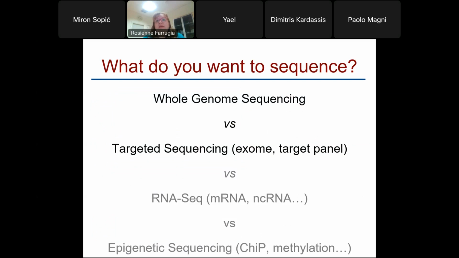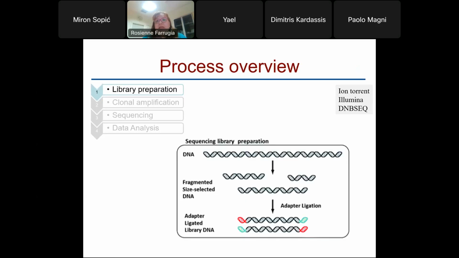Is it going to be RNA? Are you looking for epigenetic changes? Because of course, every method has its own differences. In the interest of time, and because what I do mostly is genetics, I'm going to focus on genome sequencing mostly. So the first step, as we said, get the DNA, fragment the DNA, add adapters to the end.